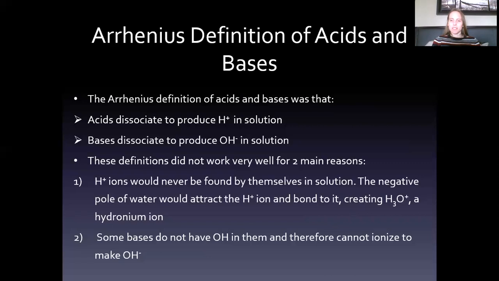And the other issue is not as big of a problem. Some bases will dissociate to produce hydroxide ions. However, not all bases contain a hydroxide ion, and therefore they won't all dissociate to make a hydroxide ion. So for example, ammonia, NH3, is a base, and yet it doesn't contain an OH and therefore cannot just split in half to produce an OH.